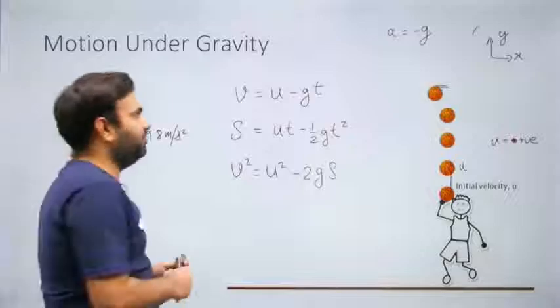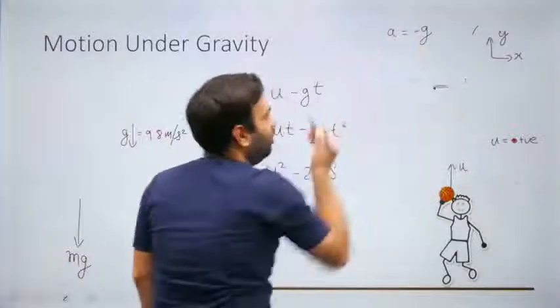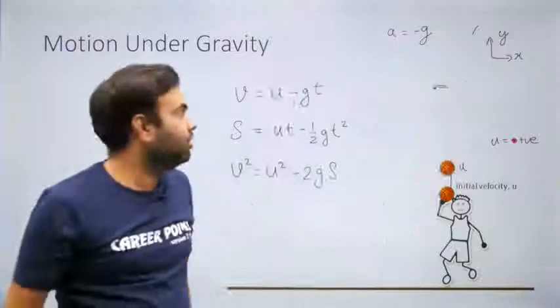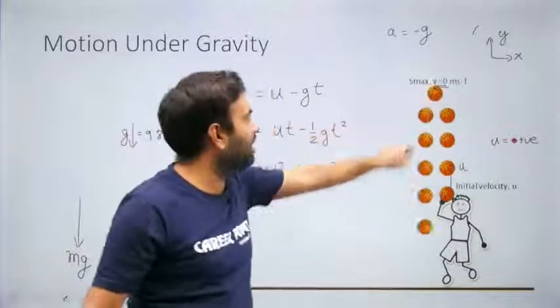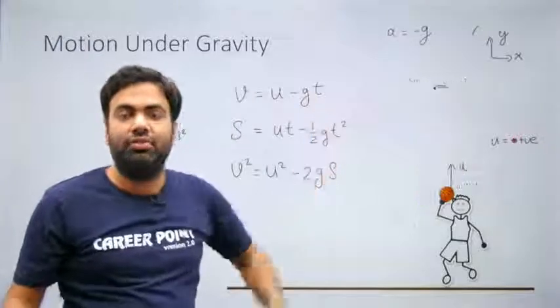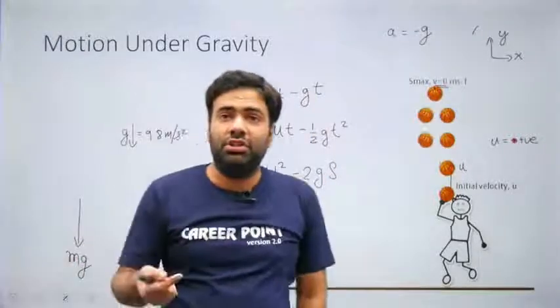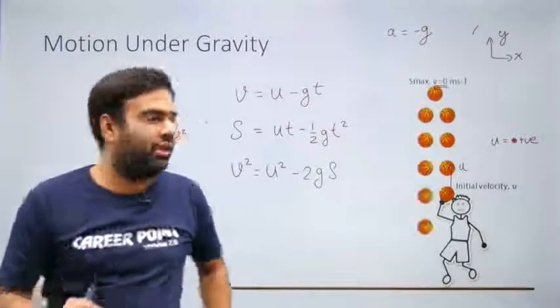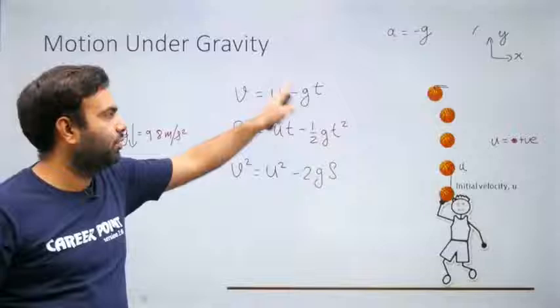What modification did we do? a is equal to negative of g, because it is in the downward direction. So because it is in the downward direction, we are taking it as negative. If initial velocity is in upward direction, we will take it as positive. If initial velocity is in downward direction, we will take it as negative. So sign convention is also important for the application of these three equations.